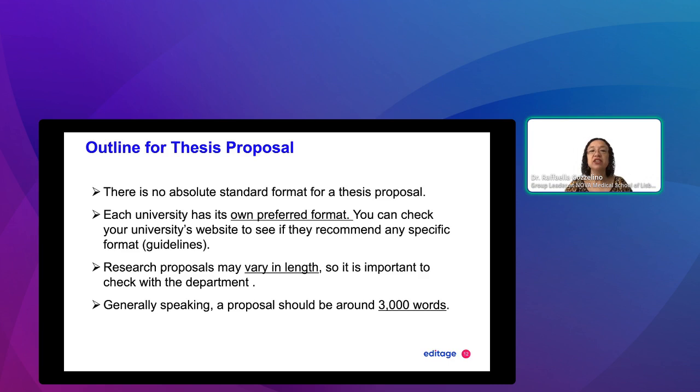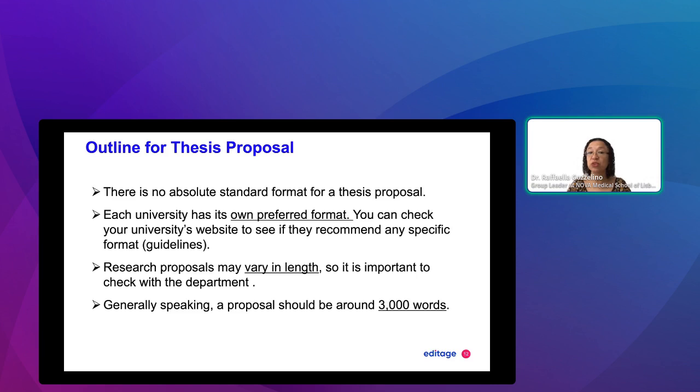There is no absolute standard format for a thesis proposal, because everything depends on the institution that you are enrolled in, and also the state where you are carrying out your proposal. Because I can assure you that in the states where I mainly lived and started my scientific career, they have very different rules. So each university has its own preferred format.